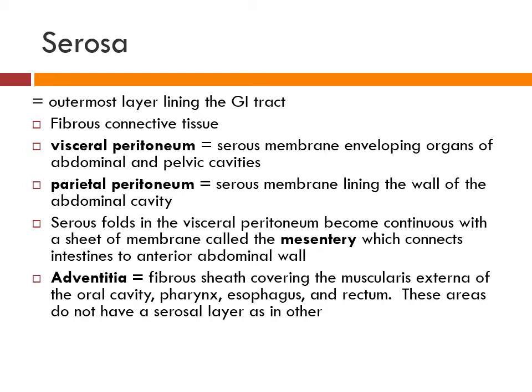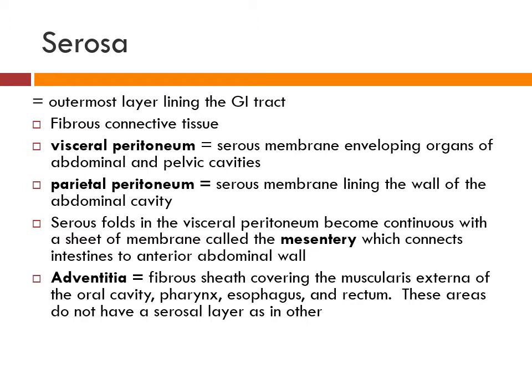Serous folds in the visceral peritoneum become continuous with a sheet of membrane called the mesentery. And the mesentery is throughout your abdomen, and it's what holds your intestines to your abdominal wall and stabilizes the position of your organs. So we'll talk a little bit about that again in the next slide.